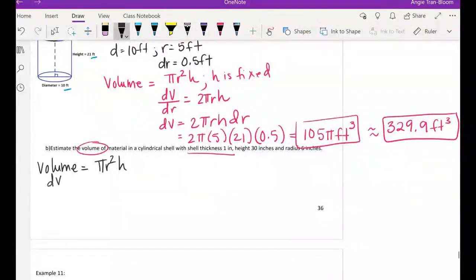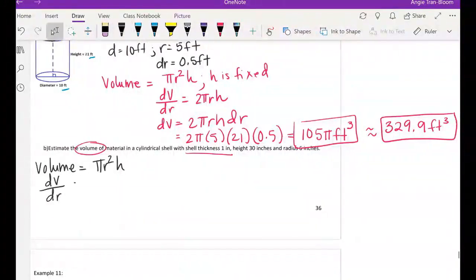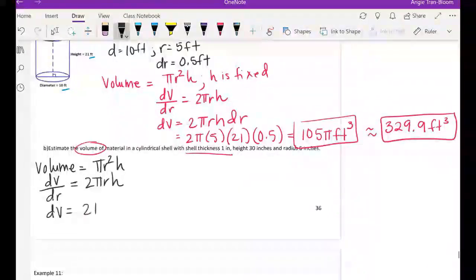So we want to do the derivative of volume with respect to radius. Remember, since height is given to us, the height is a fixed value, so we don't have to worry about the height. So similarly, the derivative is 2 pi r times h. Then because it says estimate the volume, we are going to solve for dV. So that's 2 pi times r times h times dr. Let's plug in everything we have.